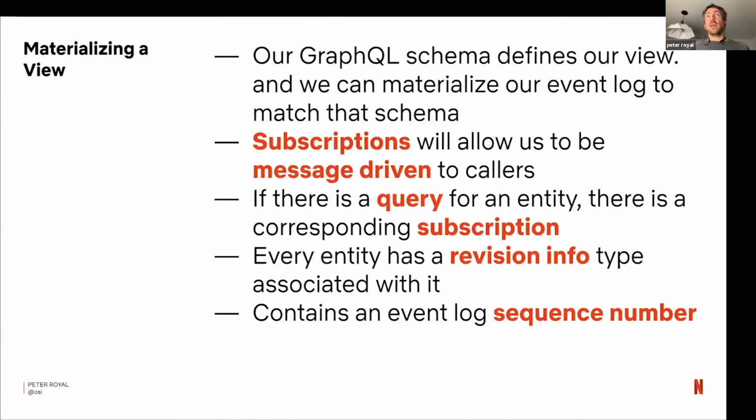So for the view side, in GraphQL, our GraphQL schema can define our view, and we can materialize our event log to exactly match that schema. If the needs of the user interface change over time, you can change your GraphQL schema, the read side, independently, and you can just adjust your materialization. You can have multiple materializations at the same time to allow clients to slowly migrate to newer versions of the schema.